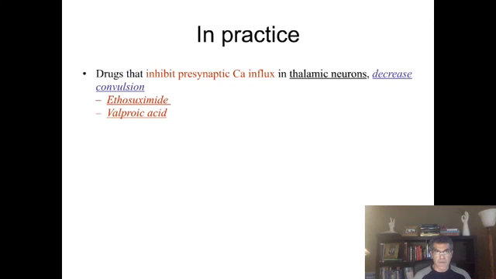So therefore, if I block the entrance of calcium, if I block the influx of calcium, I can stop the release of the vesicle. Again, we can use this strategy to stop a seizure. So some drugs that you're going to learn in pharmacology inhibit the presynaptic calcium influx. They block the calcium channel. As a result, you are not going to release the content of the vesicle.